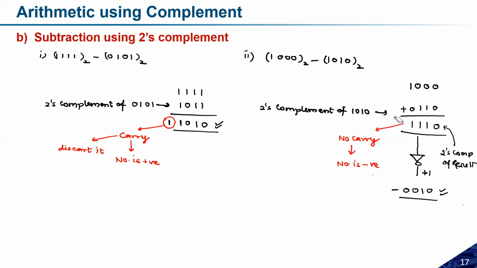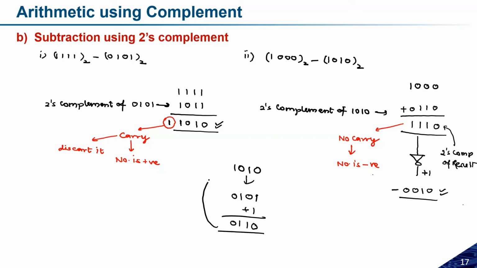To get the actual result, there are two ways to do that. How do we calculate the 2's complement? Let us assume the number is 1010. To calculate the 2's complement, first I complement each digit, giving 0101, and then I add 1. So the result will be 0 1 1 0.